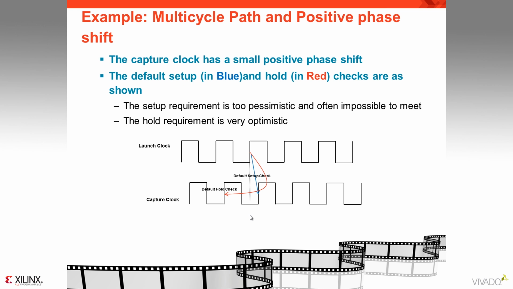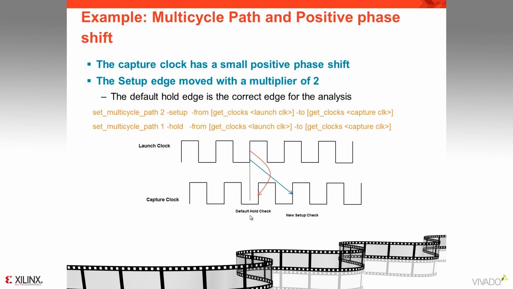In this example, the capture clock has a small positive phase shift. Due to this small positive phase shift, the setup requirement is impossible to meet, and the hold requirement is too optimistic. What do we do in such a situation? The solution to our problem is to design a clock enable signal that will allow us to sample the data at the next rising edge of the capture clock. We would need a setup multi-cycle path of 2 and a hold MCP of 1.